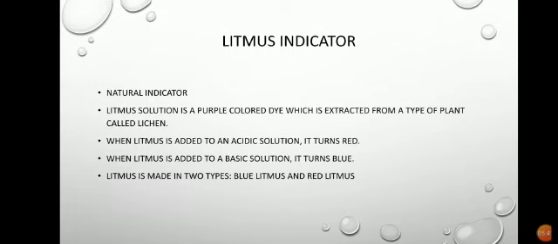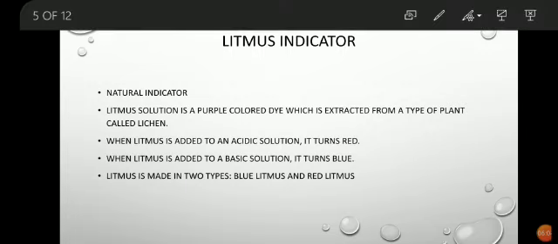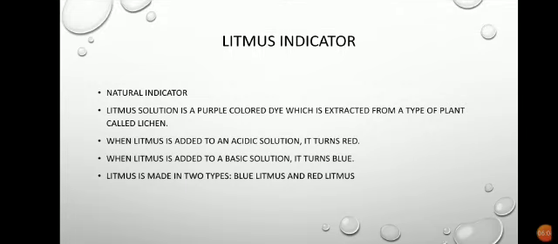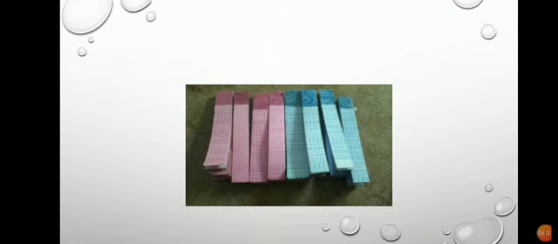This litmus can be used in the form of a solution, or in the form of a thin paper strip, litmus paper, blue litmus paper and red litmus paper. Generally in the laboratory, when we use this litmus indicator, we use the litmus paper strip. Here you can see the picture of red litmus paper and blue litmus paper. It is made in this kind of paper strip, or sometimes it is made as a solution also. So generally in the laboratory we use this type of paper strip.